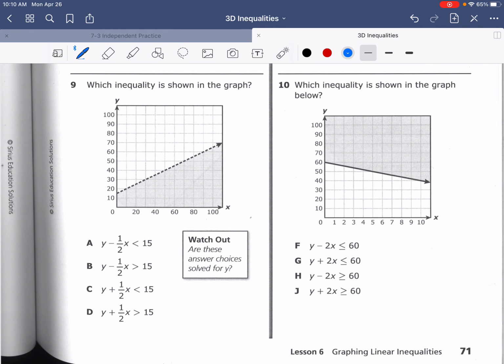So, I'm going to go over question number 9. I want you to try question number 10. Let's do the y-intercept first, actually. It's got 15, right? All of them have 15. What we have to do is figure out this inequality symbol. We have to move x to the other side.